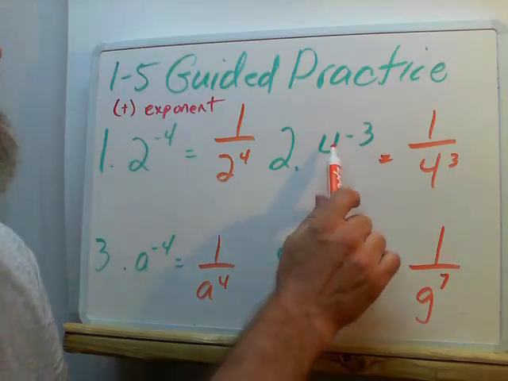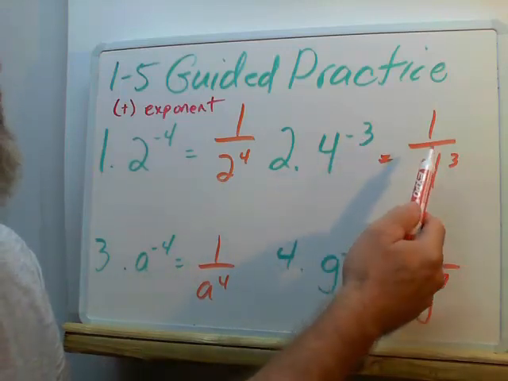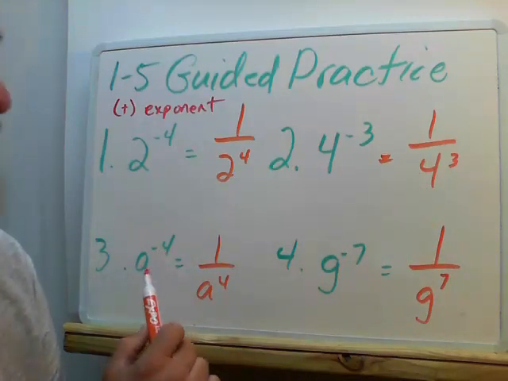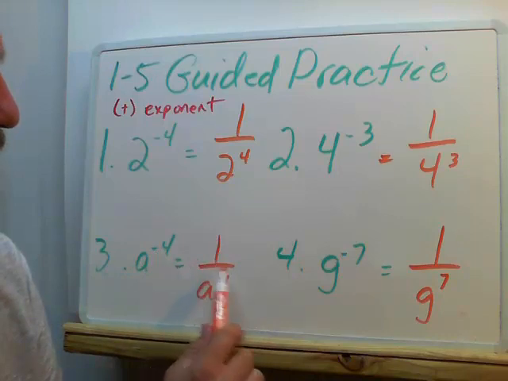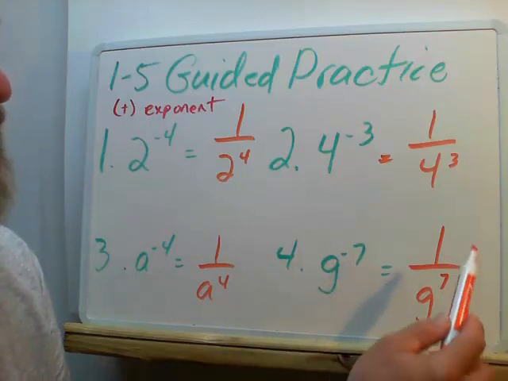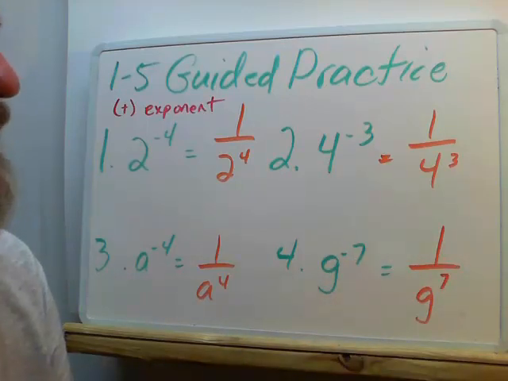Number 2, 4 to the negative third becomes 1 over 4 to the positive 3. Number 3, a to the negative fourth is the same as 1 over a to the positive 4. And number 4, g to the negative 7 is the same as 1 over g to the positive 7.